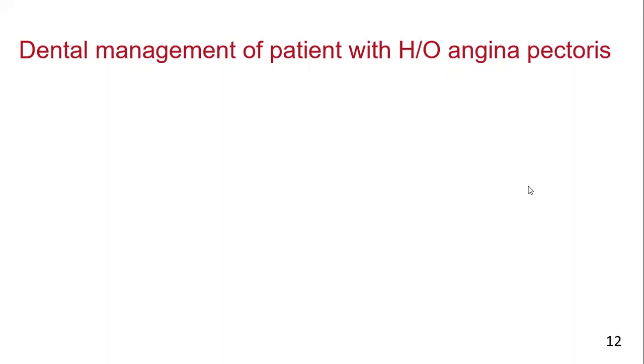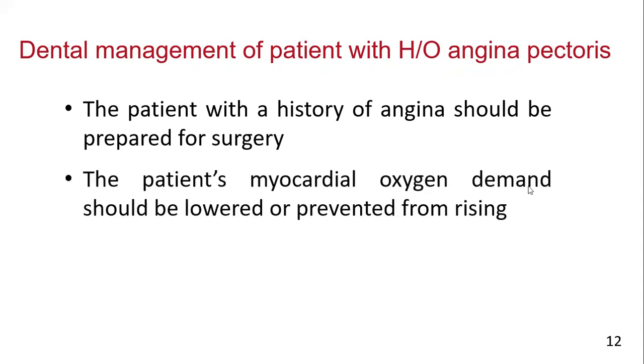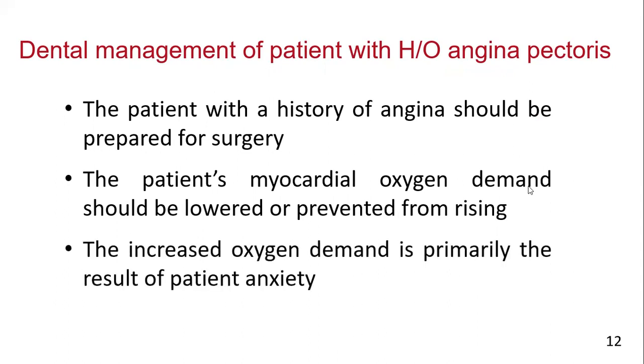Once the decision is made that the ambulatory elective oral surgery can safely proceed, the patient with a history of angina should be prepared for surgery, and the patient's myocardial oxygen demand should be lowered or prevented from rising. The increased oxygen demand during ambulatory oral surgery is primarily the result of patient anxiety. Thus, an anxiety reduction protocol should be used.